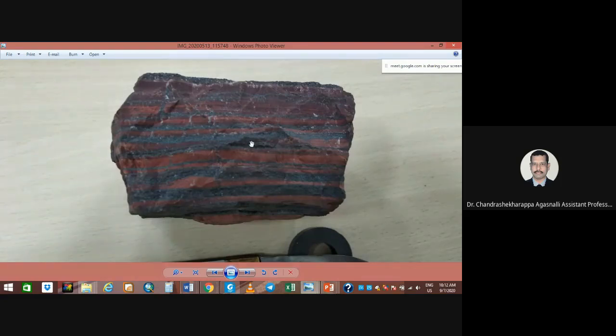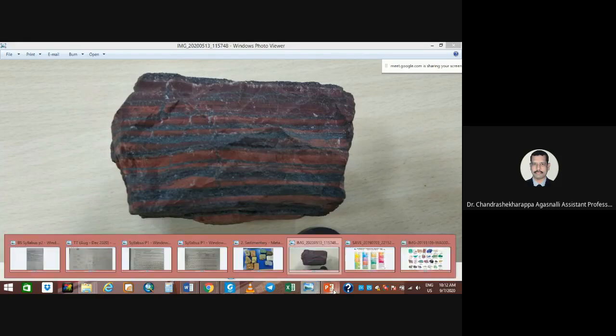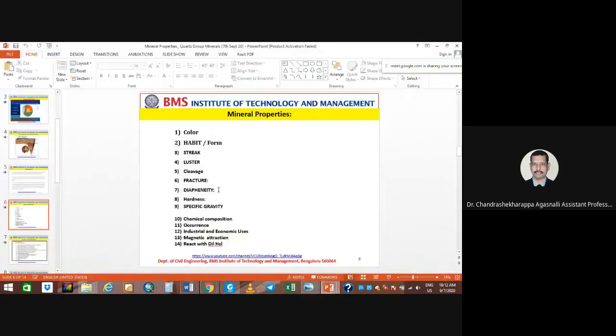It's not a vitreous luster. If the vitreous luster is there in the mineral, definitely it will be transparent or it may be translucent. Translucent is nothing but partially transferring the light, and iron ore is completely opaque. There is no transferring of light. So that is the property of diaphanity.